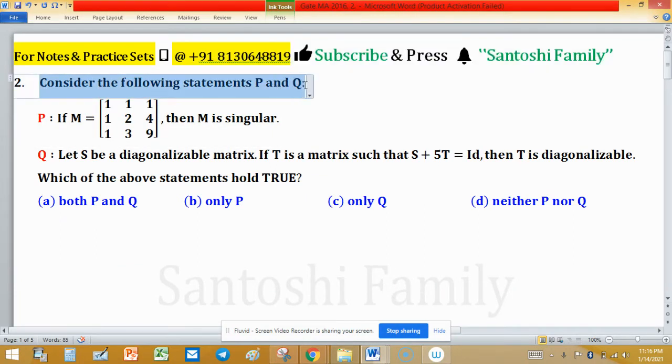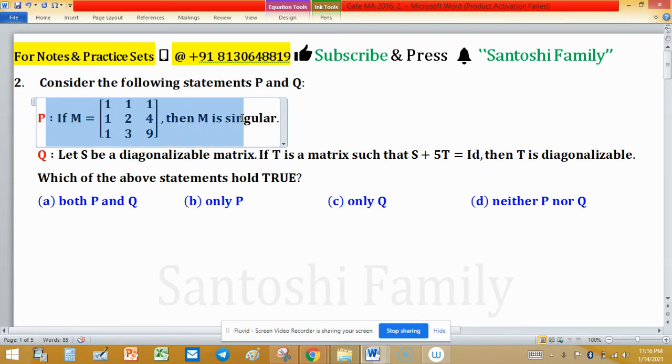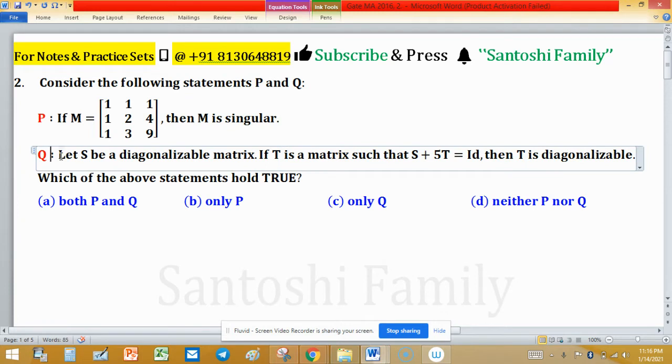Consider the following statements P and Q. Statement P is: if matrix M is equal to this, then M is singular. Statement Q is: let S be a diagonalizable matrix; if T is a matrix such that S plus 5T equals ID, where I is identity and D may be a real number, then T is diagonalizable. Which of the above statements hold true?